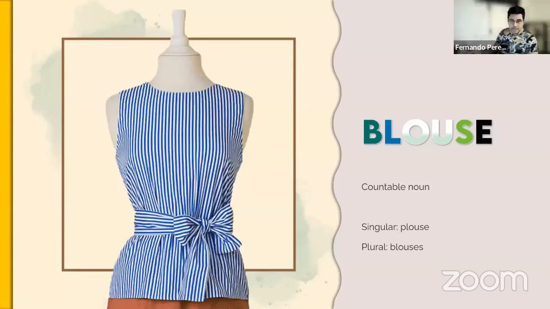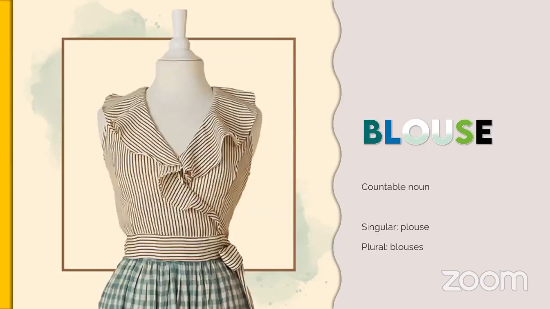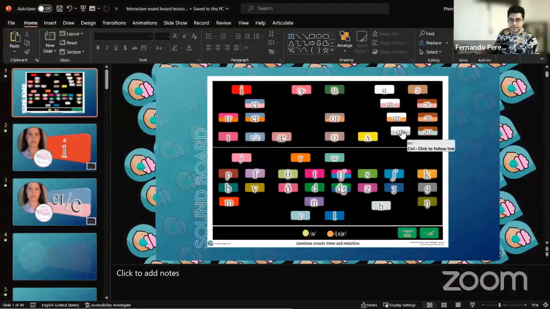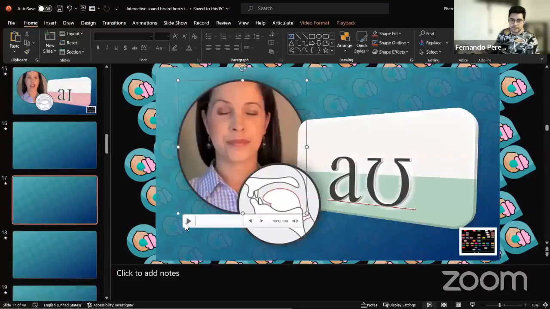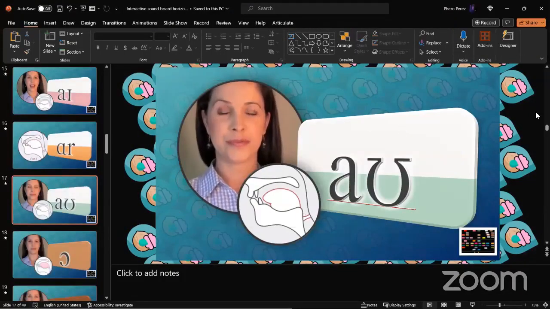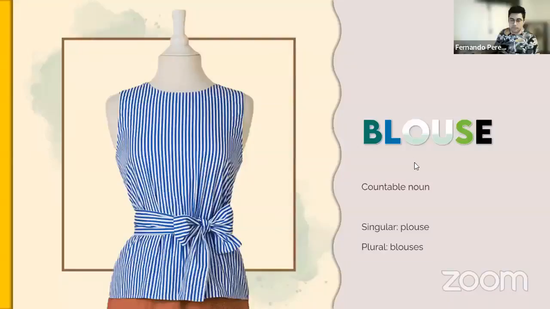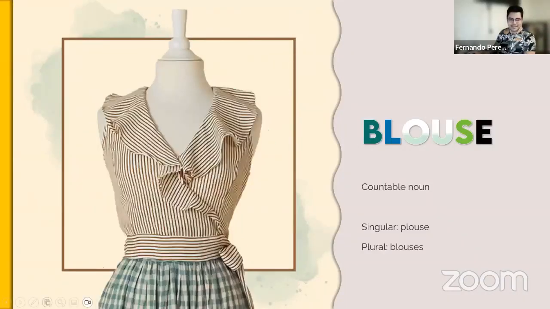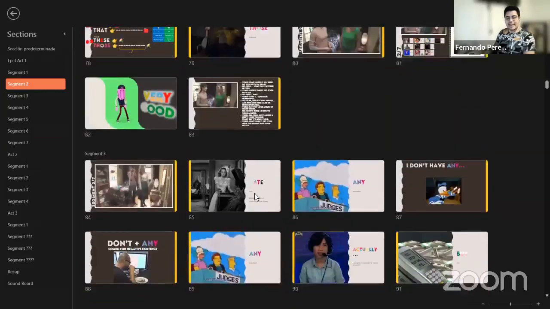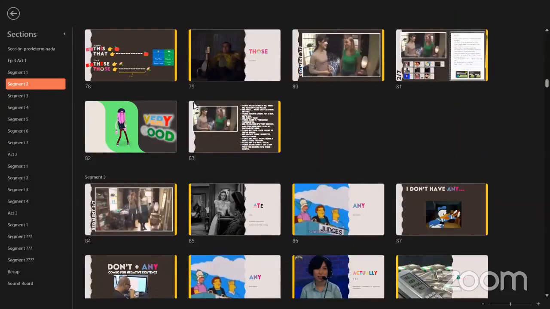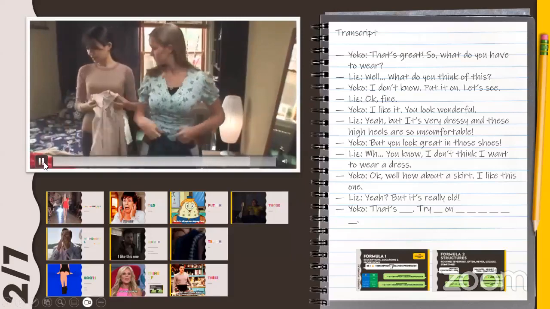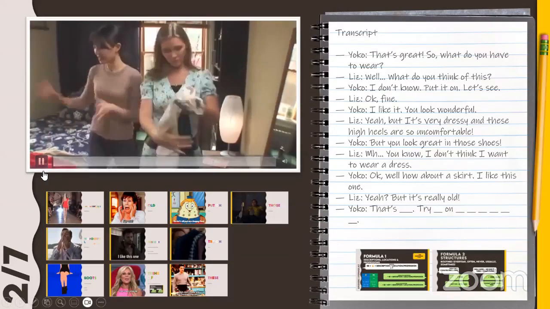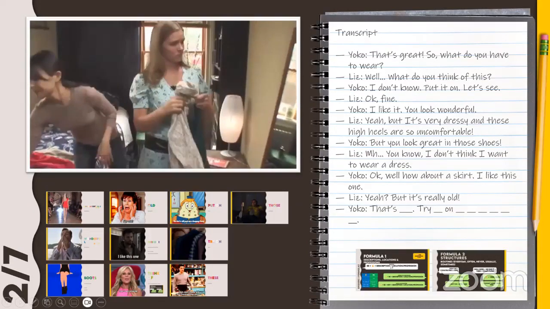Look at the color. Let me find you the soundboard. Open the soundboard. And look at the color. Okay. Blouse. Right? Exactly. Blouse. That's correct. So let's listen again and confirm. Blouse. With this blouse and these boots. In this blouse. Exactly.